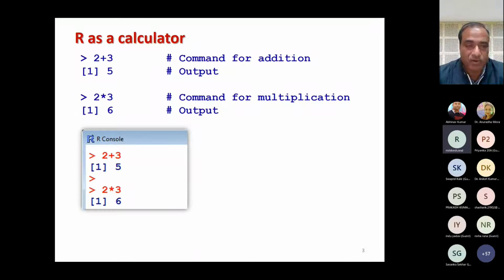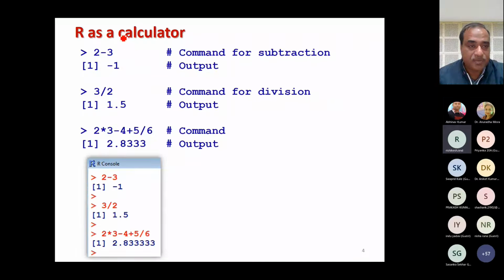This is just for your information: R works just like a calculator, using the rules of mathematics. If you want to do addition, the command is simply 2 plus 3. Multiplication, the command is 2 star 3. Subtraction, the command is 2 minus 3. Division uses the division sign; for example, if you want to divide 3 by 2, you write 3 slash 2.